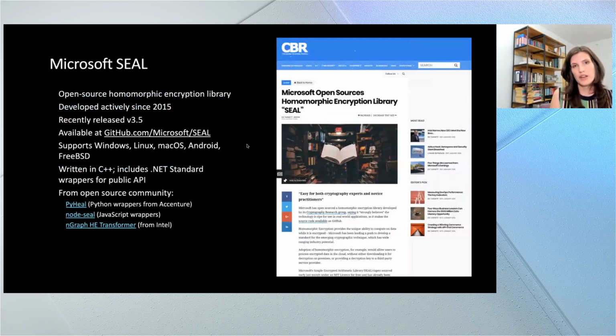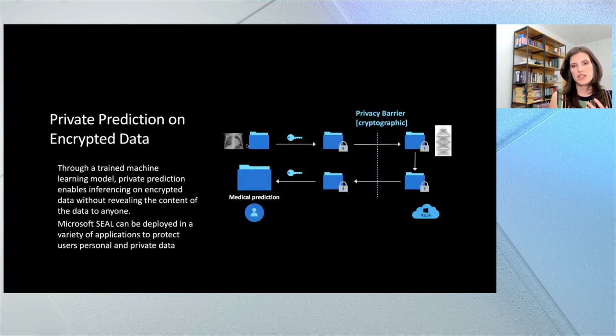And so we have another open source library that's been out for a few years called Microsoft Seal that has many great implementations of homomorphic encryption algorithms. And what we've released today is some sample notebooks showing how you can use Seal in combination with Azure Machine Learning to do this homomorphic inferencing.